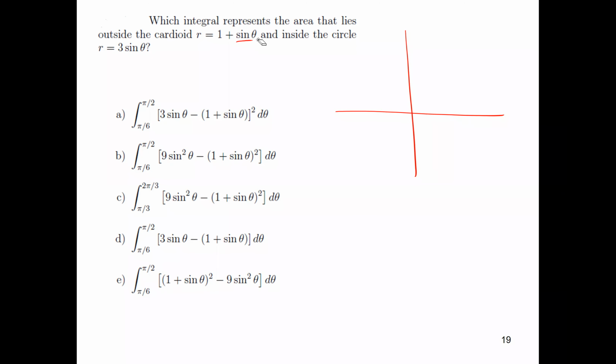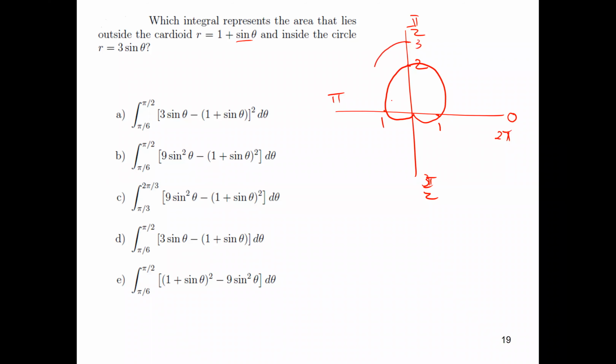Let's say this is 0, that's 90, 180, 270, and 2 pi. Sine at 0 is 0, 0 plus 1 is 1. Sine at 90 is 1, 1 plus 1 is 2. Okay, we know the shape. It will go this way. And now 3 times sine theta is a circle in the first and second quadrant, but this will be 3.